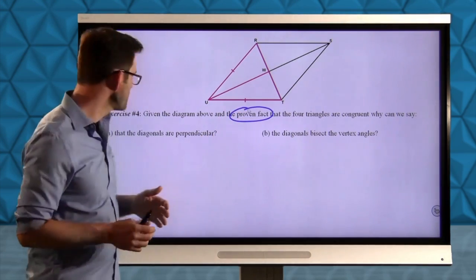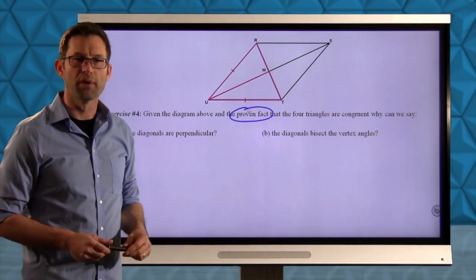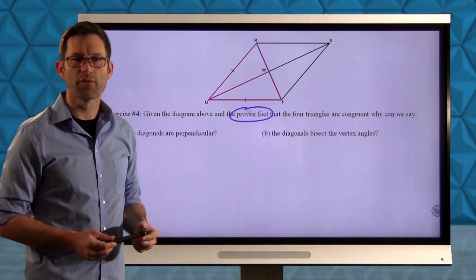So let's first talk about perpendicularity. Think about why you can say the diagonals are perpendicular to each other. Take a moment, see if you can frame out an argument.